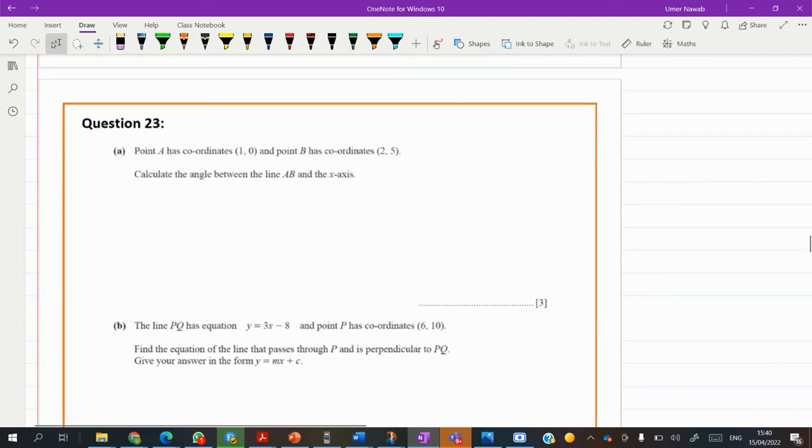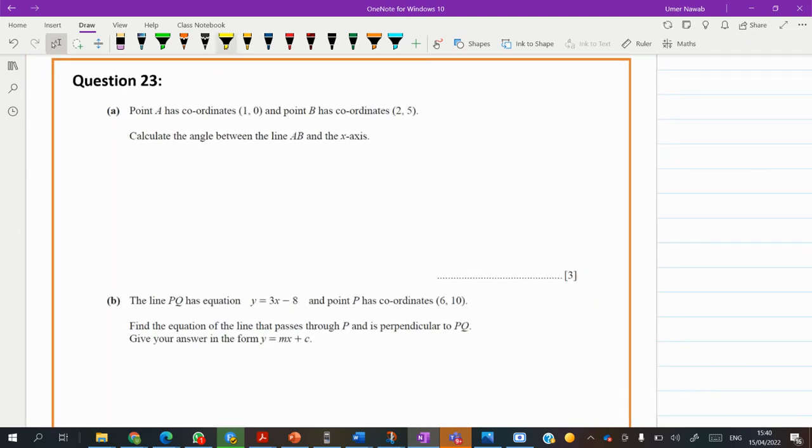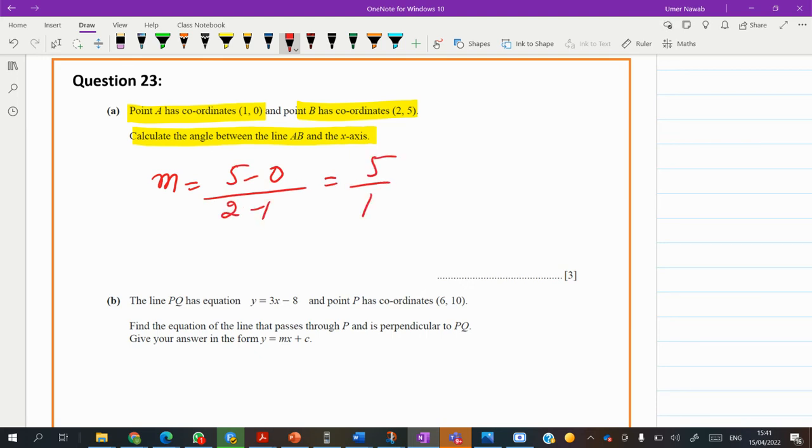Question number 23. He gives you a point, another point, and he said calculate the angle between AB and the x-axis. Don't worry, guys. First, try to find the gradient. 5 minus 0 over 2 minus 1. So 5 over 1. I think you might be assuming how he's going to find the angle.